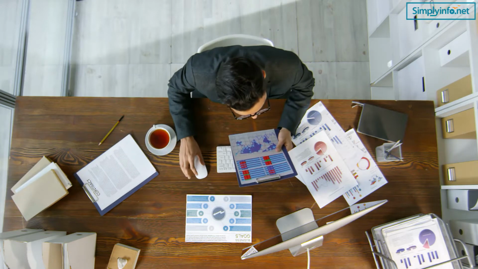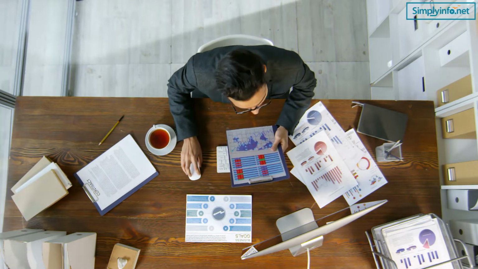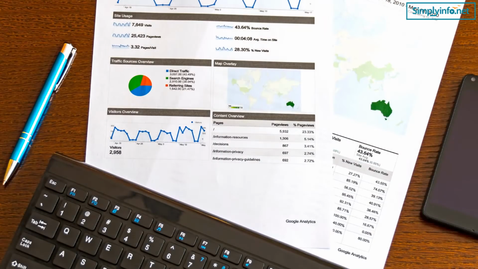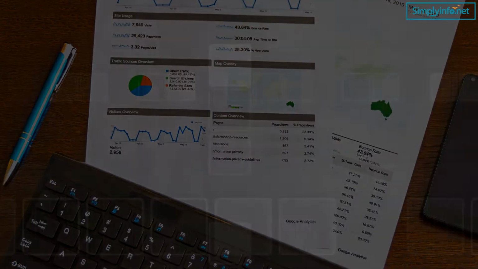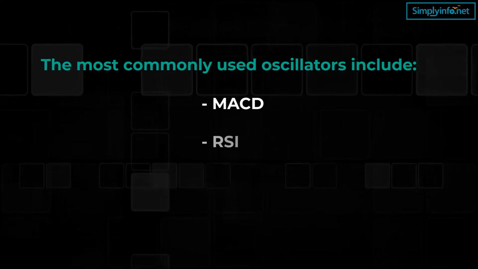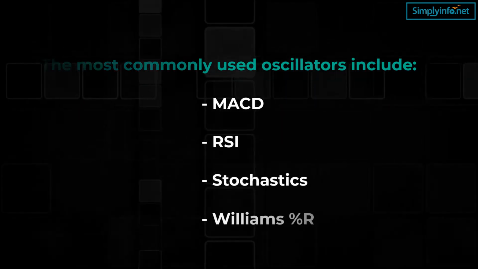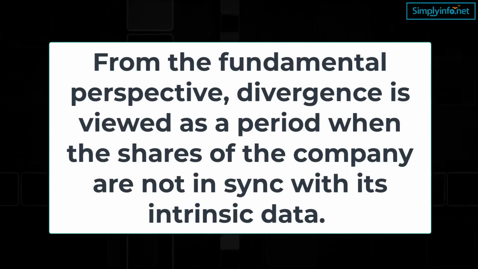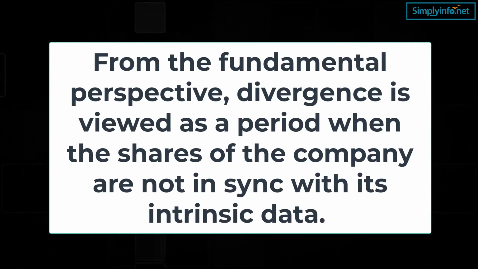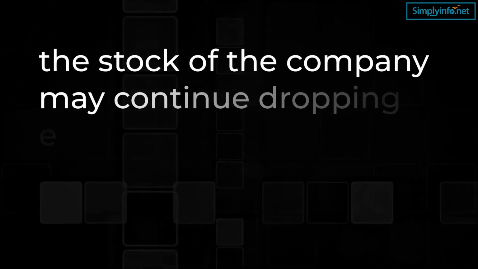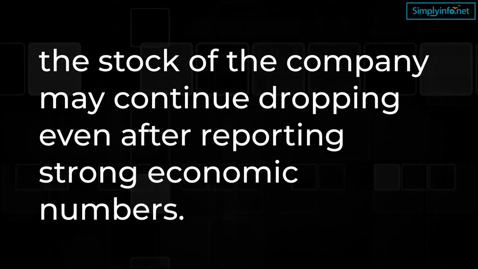Technical analysis traders use oscillators to measure price momentum and at the same time to generate market direction signals. In order to spot divergences in the forex market, one has to compare price movement to oscillator movement. The most commonly used oscillators include MACD, RSI, stochastics, and Williams %R. From the fundamentals perspective, divergence is viewed as a period when the shares of the company are not in sync with its intrinsic data. For example, the stock of the company may continue dropping even after reporting strong economic numbers.